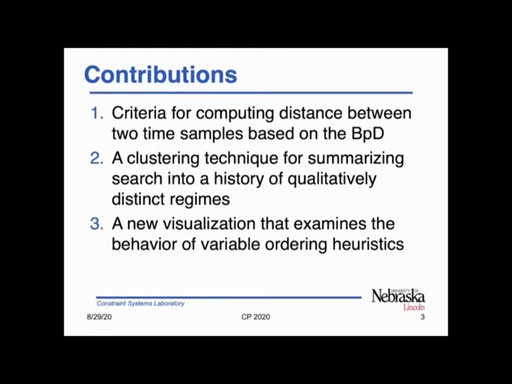We then use this distance metric to cluster the samples taken during the search process, and we create a history of qualitatively distinct regimes or time intervals. Finally, we present a new visualization that examines the behavior of variable ordering heuristics.